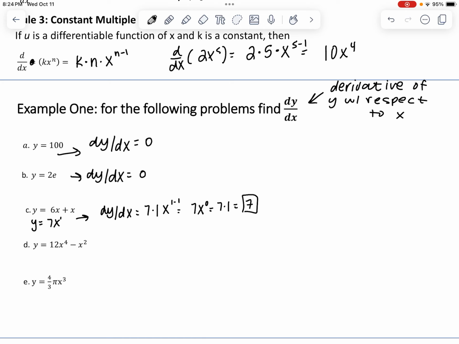But if you ever have something like 3x, the derivative is 3. 10x, the derivative is 10. Negative 20x, the derivative is negative 20. But that's how the power rule shows you that that's the answer.